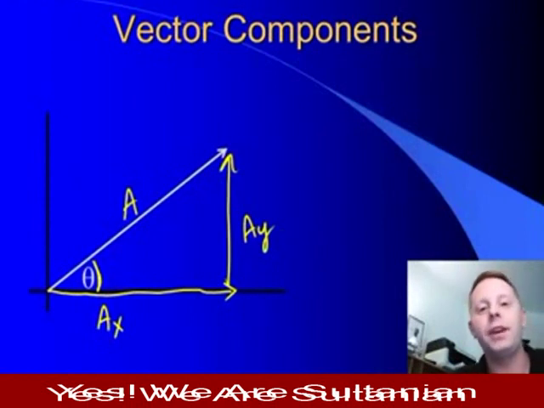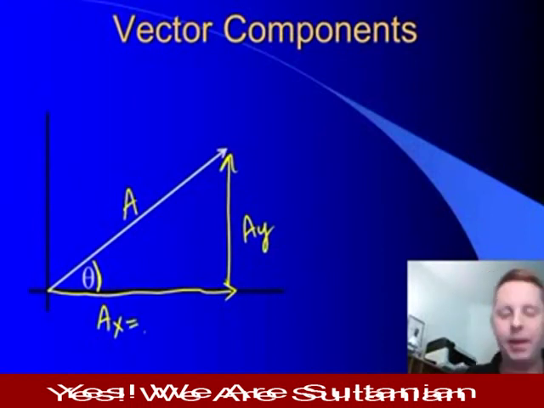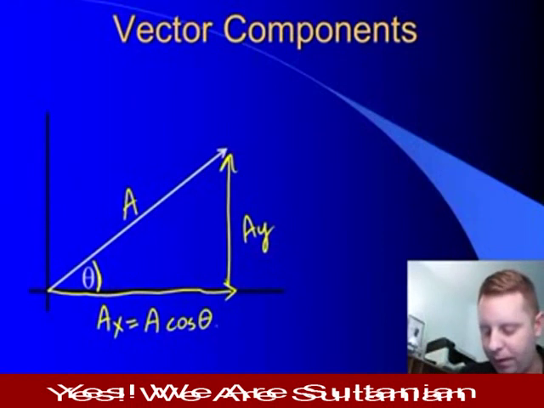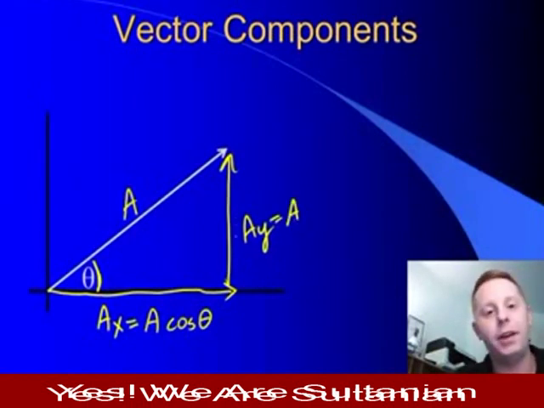And we can use basic trigonometry to figure out exactly how big those component vectors are. Ax, because it's the adjacent side, is going to be equal to the magnitude of vector A times the cosine of angle theta. The y component of our vector, Ay, is going to be equal to A, and because now we're talking about the side of the right triangle that is opposite angle theta, that's going to be A sine theta.